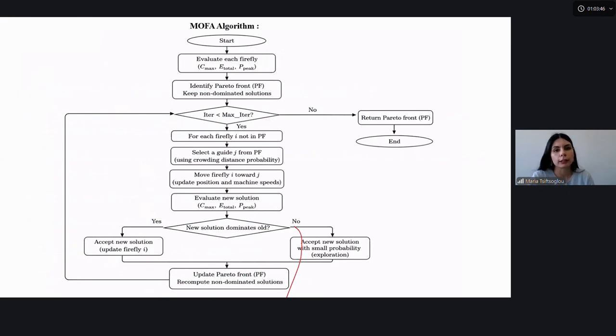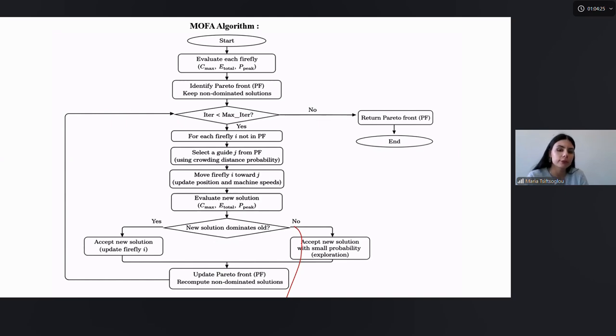Now here's some pseudocode. The algorithm starts by evaluating each solution based on the three criteria and identifies the Pareto front, keeping the non-dominated solutions. Until the maximum number of iterations is reached, for every solution I not in the Pareto front, the algorithm selects a solution J from the Pareto front using crowding distance probability and moves the solution I towards the solution J. In other words, we apply the basic formulations of the classical Firefly algorithm to create a new solution.